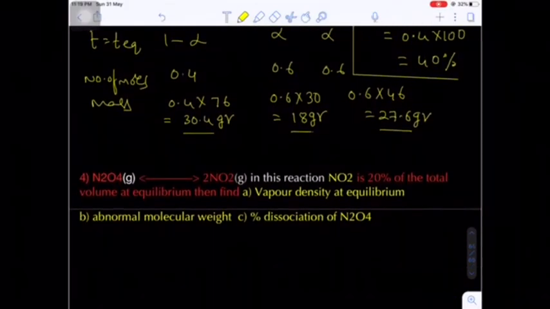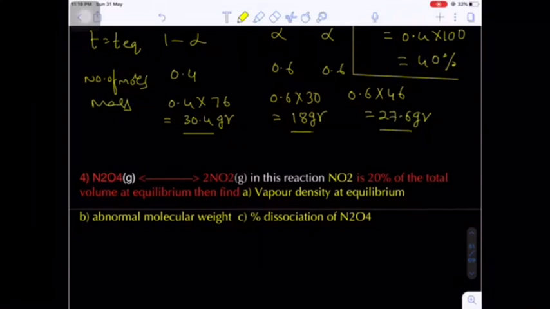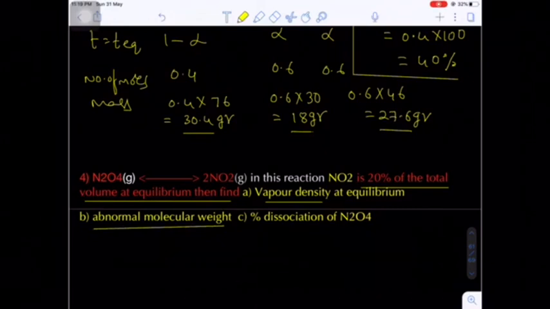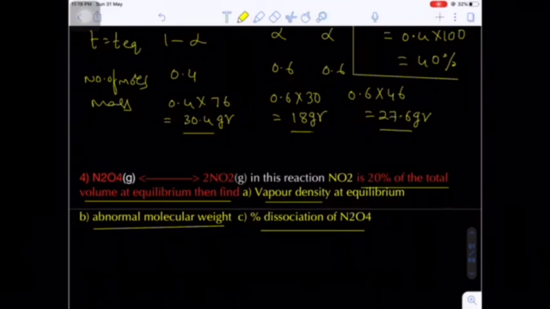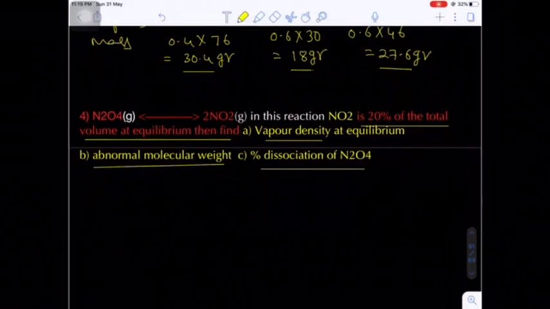Okay. One more last question we have in today's lecture. N2O4 in equilibrium with 2NO2 in the gaseous reaction. NO2 is 20% of the total volume at equilibrium. Here the volume of NO2 is given to you. Now the question is, calculate the vapor density, the abnormal molecular weight at equilibrium, and the percentage degree of dissociation.